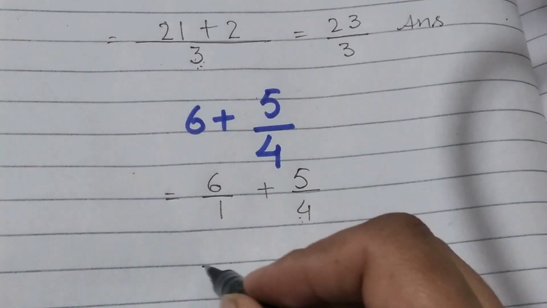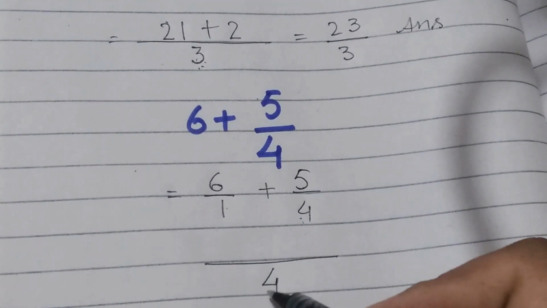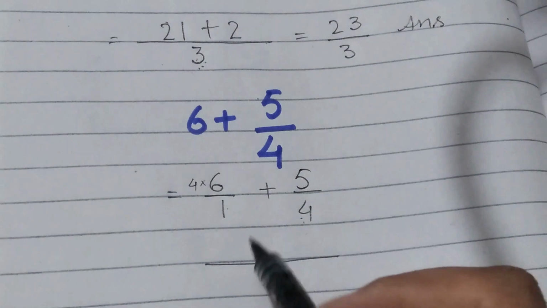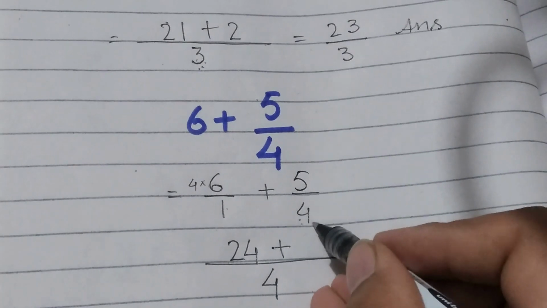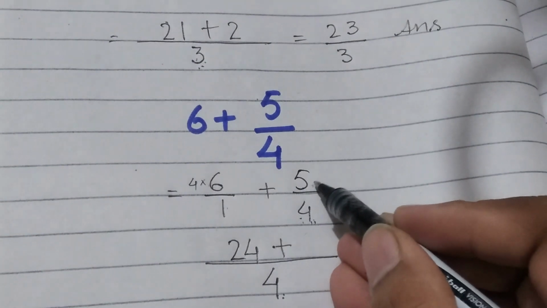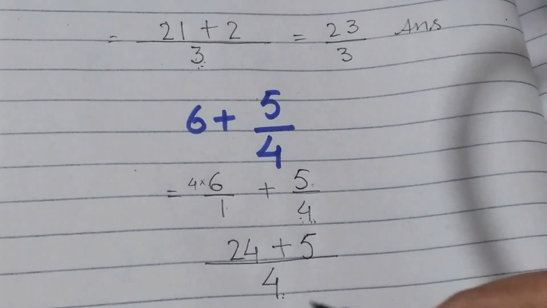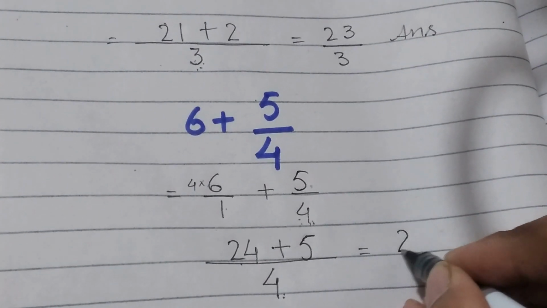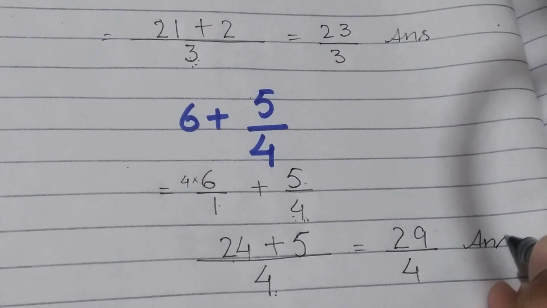4 multiplied by 1 is 4. 1 multiplied by 4 is 4. So we will multiply 6 by 4. 4 multiplied by 6 is 24. Plus 5 over 4. Both denominators are the same. That's why we will write the value of 4 as it is. This is 5. Now we will add 24 plus 5 equal to 29 by 4. It's our answer.